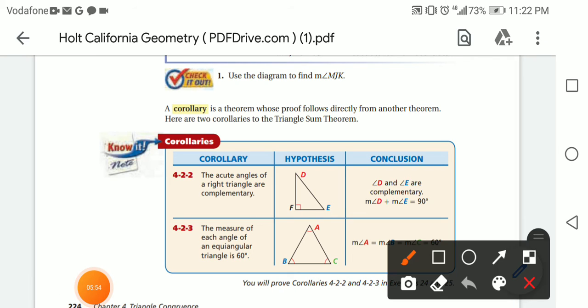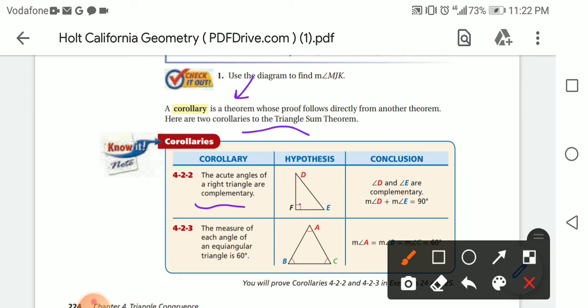So I have here corollary. A corollary is a theorem whose proof follows directly from another theorem. Here are two corollaries to the triangle sum theorem. I have here the first corollary: the acute angles of a right triangle are complementary.